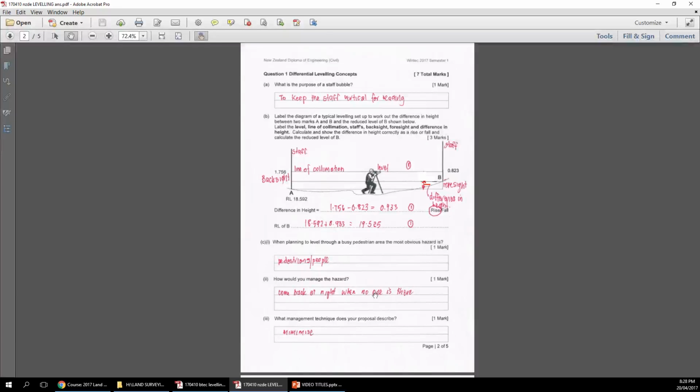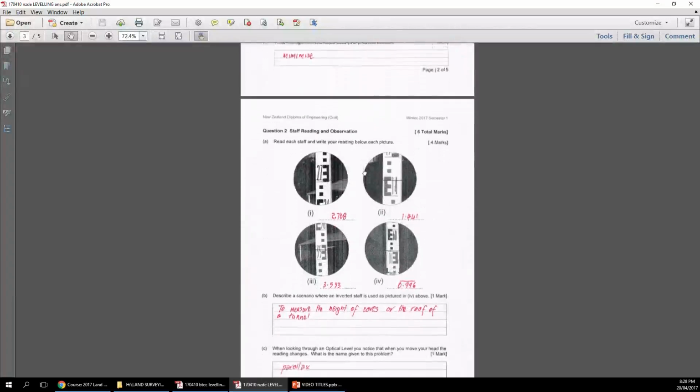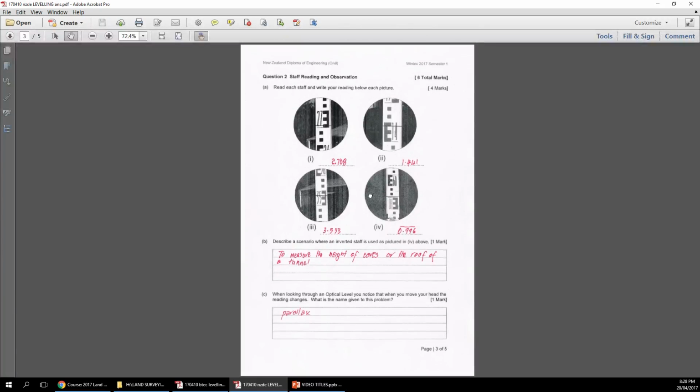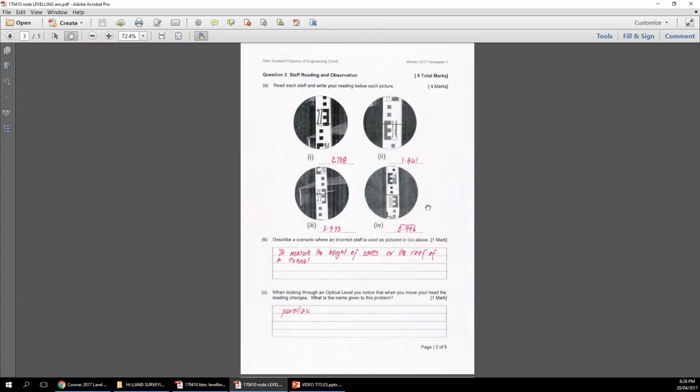So remember the three things: eliminate, isolate, minimize. Okay, the next question, just reading these staves. I think the biggest problem I got with these was people asking me how close they had to be. So plus or minus a couple of millimeters, as long as you're pretty much in the zone. But yeah, most people got these pretty good. But there were some that were totally out of the ballpark.